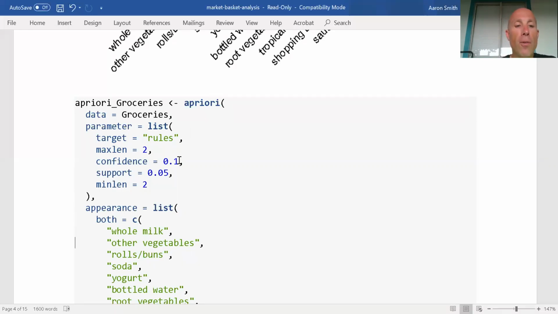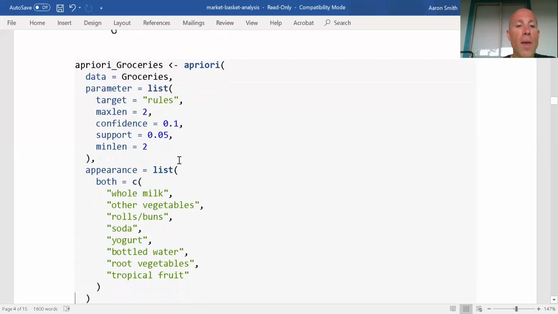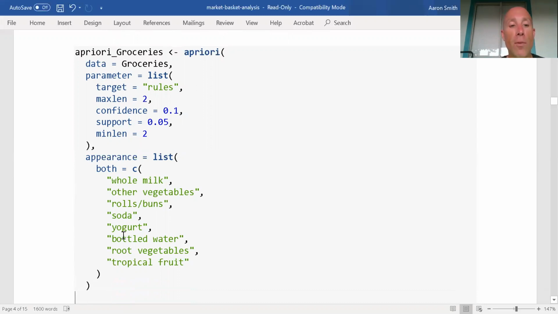Now, for appearance, what we do, we say, hey, I'm only interested in certain items, and I can specify either I want to look at rules with these on the left-hand side, I can look at rules with these on the right-hand side, or I could look at them on either side of the conditional probability. And here we're saying either side on these more frequent ones.